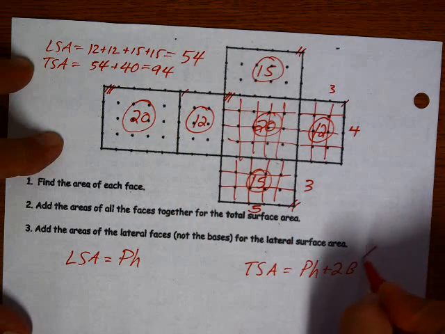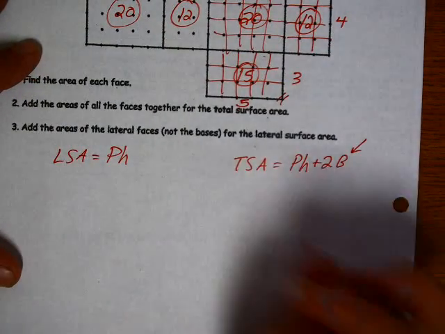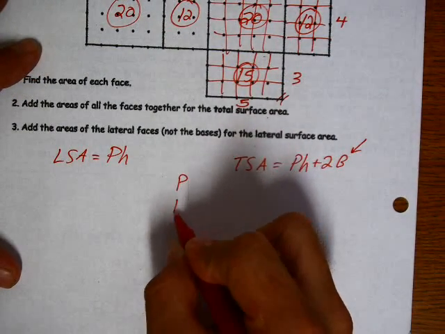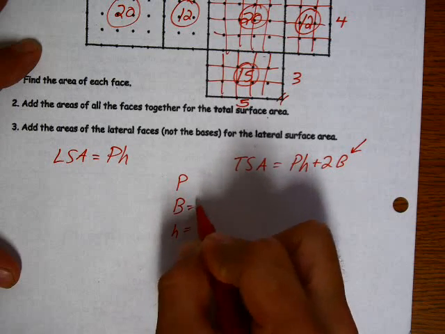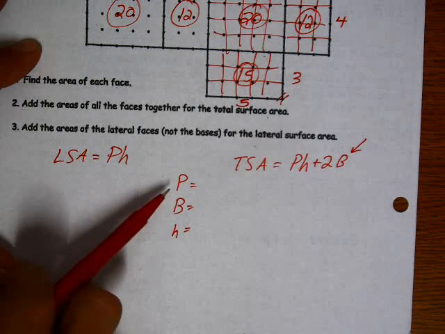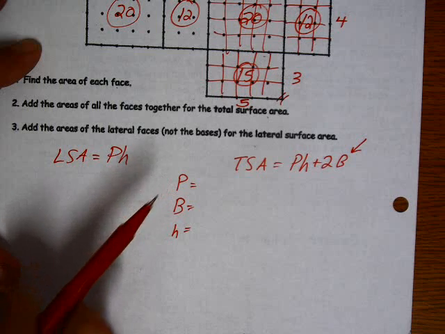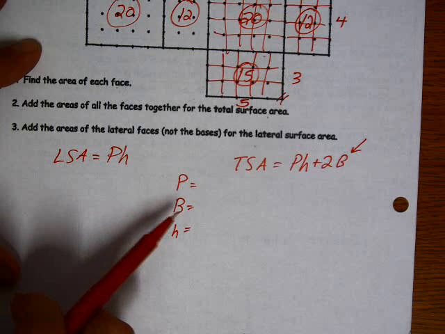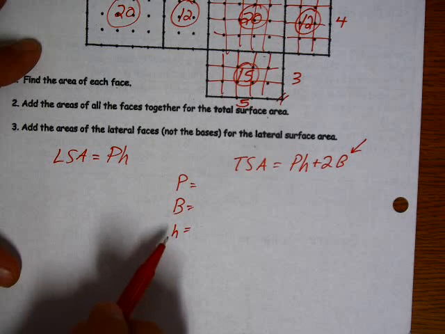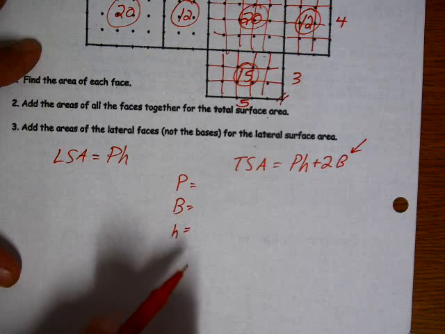Again, you should recognize this as area of the base. So we see our formulas. There are 3 things that we have to find to work them. We have to find the big P, which is the perimeter of the base. We have to find the big B, which is the area of the base. And we have to find the height, which is the height of the prism.